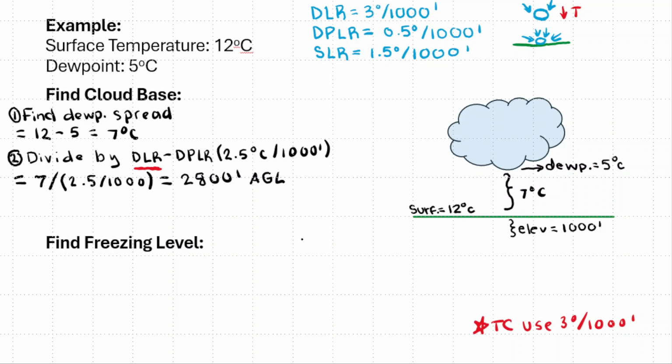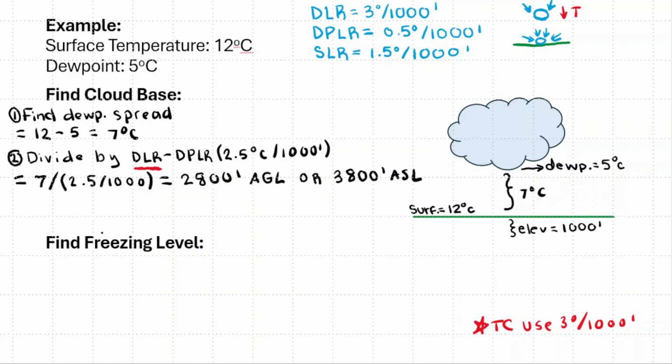Now, what can you do to make this into ASL? Well, you're usually given the elevation, and we know that in our question, the elevation is going to be 1,000 feet. So if you were trying to find this in ASL, you would just add the 1,000 feet, right? So we know that our cloud base is 2,800 feet AGL, or 3,800 feet ASL.